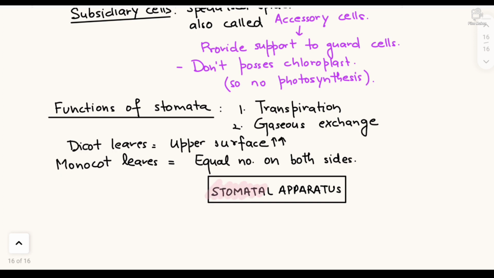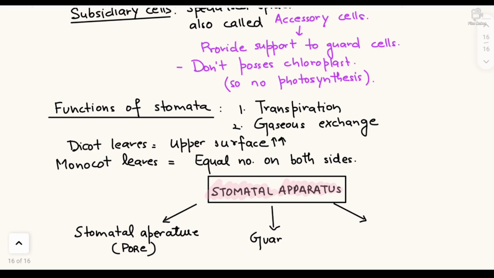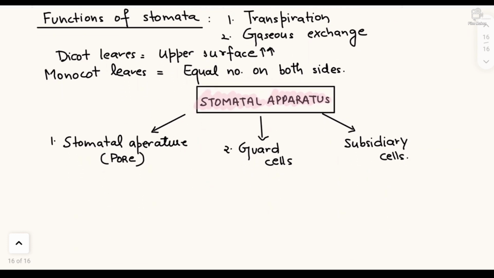What is stomatal apparatus? Stomatal apparatus basically comprises of three sets, that is, three basically cells. First of all, we have the stomatal pore, the pore in the center. Then we have the guard cells, and lastly we have the subsidiary cells. So these three together are known as the stomatal apparatus, right? So that is all about epidermal structure.